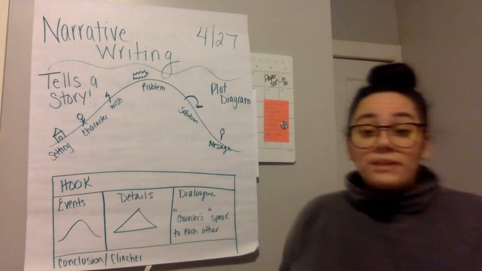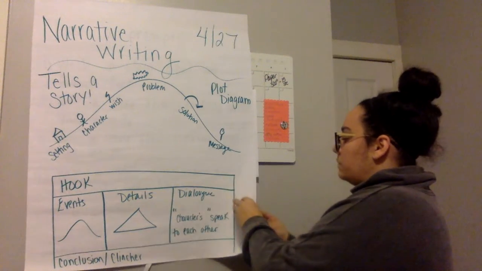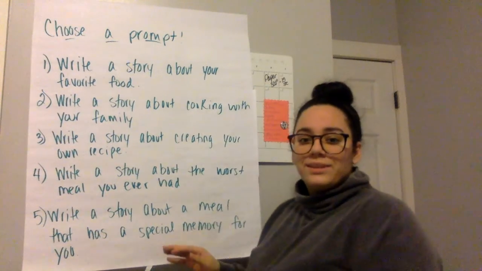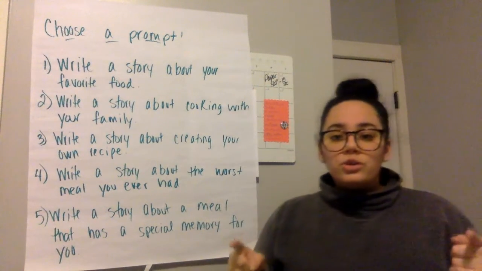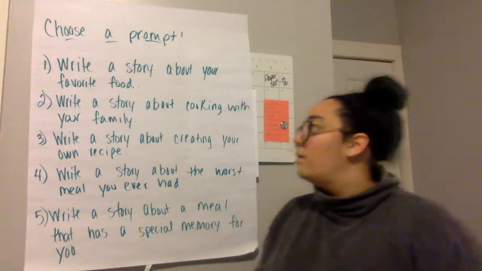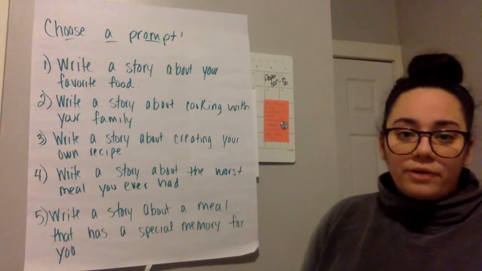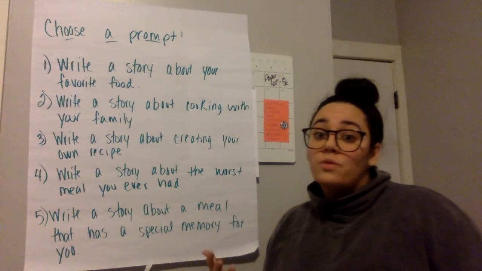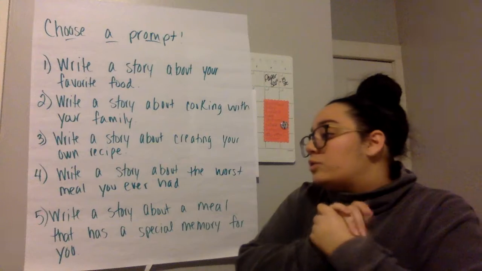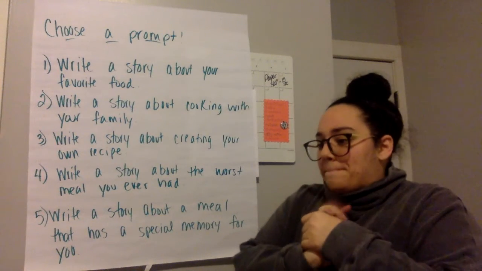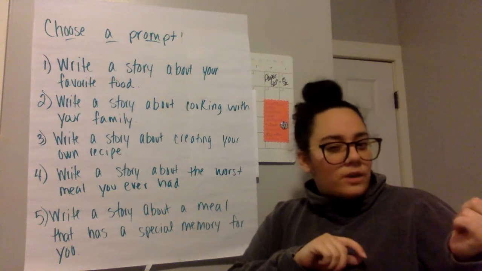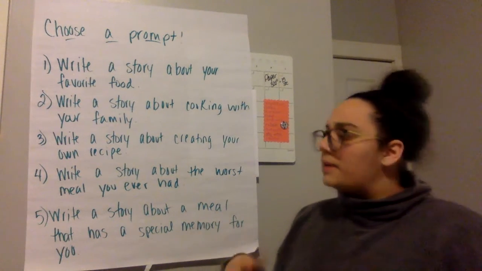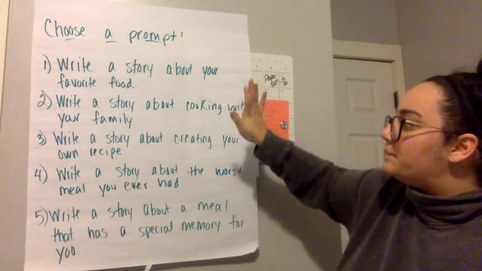All right, so you get to choose your prompts, which I thought was kind of cool. So, there you go. Oh, I'm so fancy. Choose a prompt. You get to choose what your narrative is going to be. So, you get to write a story about your favorite food. That could be kind of fun. Maybe how it became your favorite food, or maybe why it is your favorite food, or maybe it wasn't your favorite food at first, but now it has become your favorite food. Maybe there's a story about it. So, write a story about your favorite food.